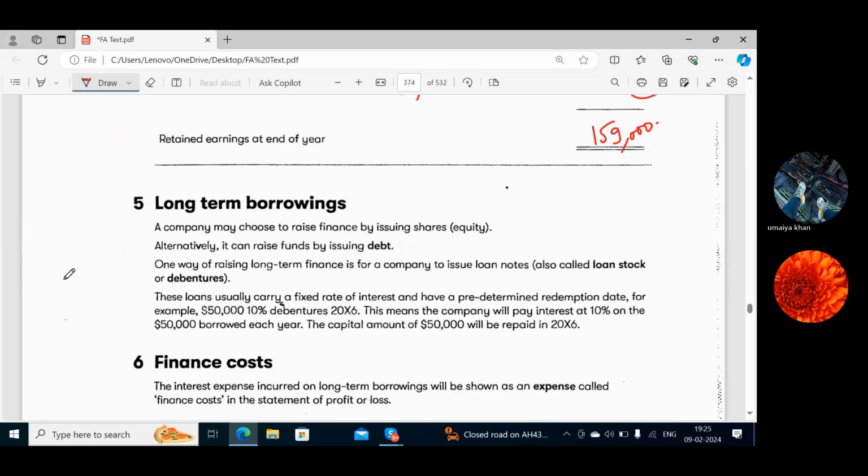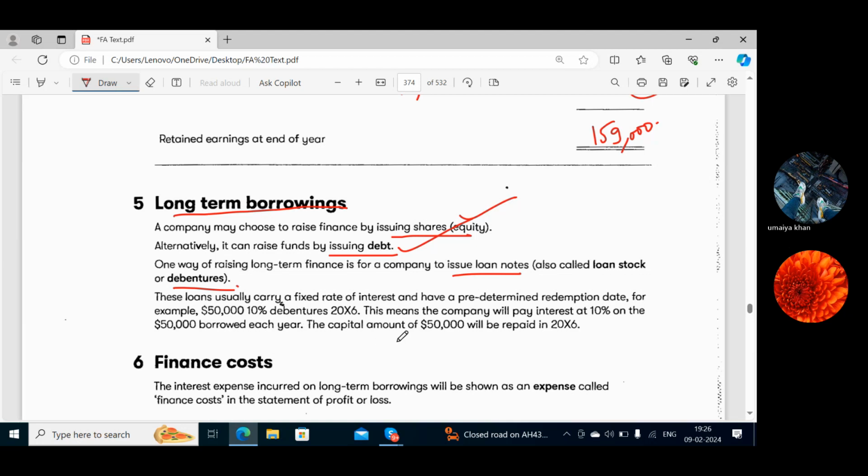Then comes the long-term borrowings. Long-term borrowings are also a type of finance for the company, a source of finance. Company may choose to raise finance by issuing equity shares, and alternatively, it can raise funds by issuing debt as well. One way of raising long-term finance is for a company to issue loan notes, okay, also called loan stock or debentures. So already we had a discussion regarding what is a debenture or a bond or a loan stock or a loan note, etc. All mean the same. All are almost similar.